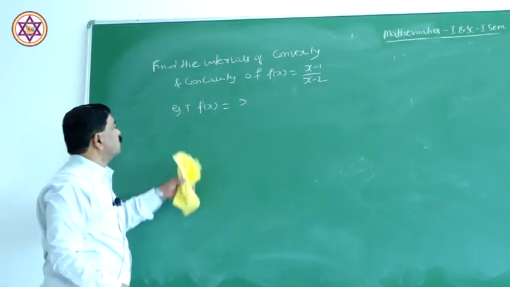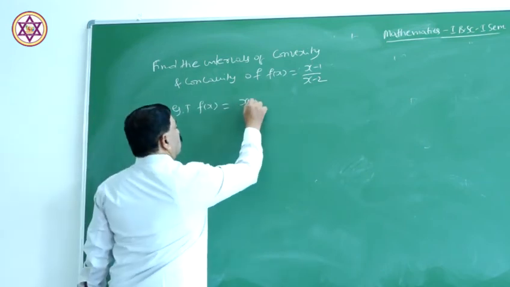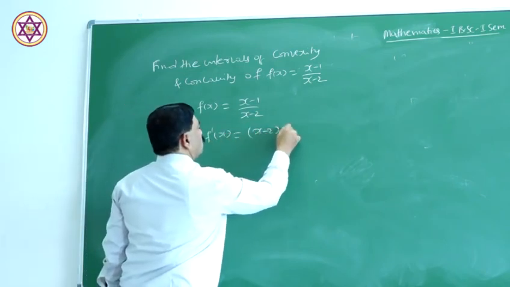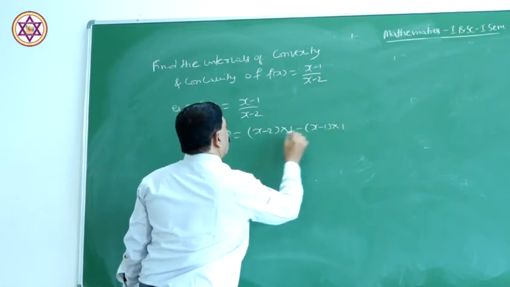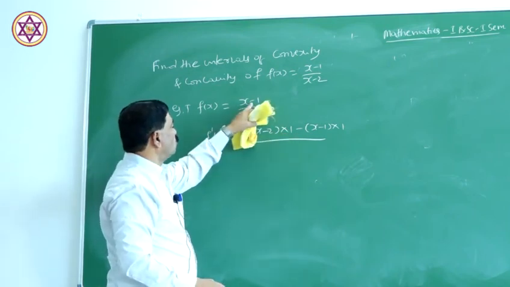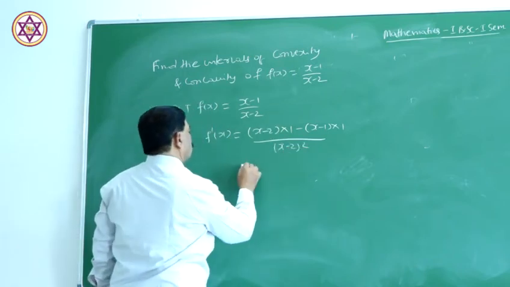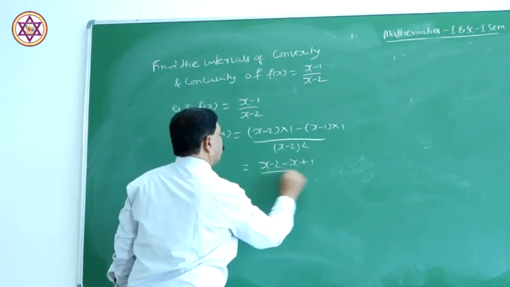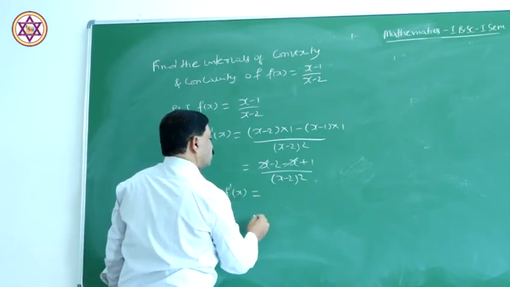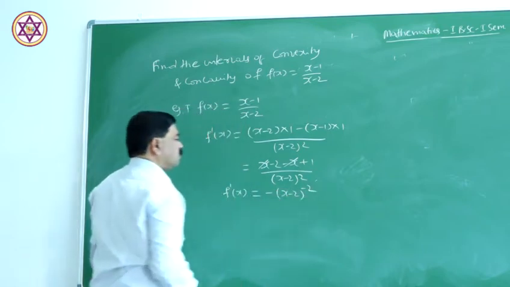Find the intervals of convexity and concavity of f of x is equal to x minus 1 divided by x minus 2. Differentiate: denominator x minus 2 into derivative of numerator 1, minus numerator x minus 1 into derivative of denominator 1, divided by denominator whole square. So here we get x minus 2 minus x plus 1, so x minus 2 whole square. So f dash of x is equal to minus 1 by x minus 2 whole square, minus of x minus 2 whole power minus 2.